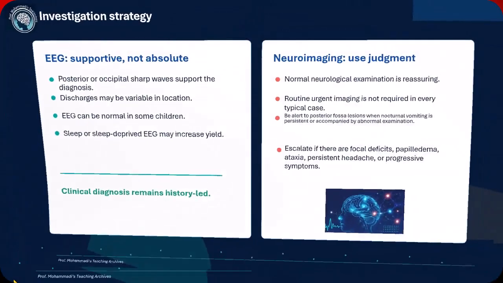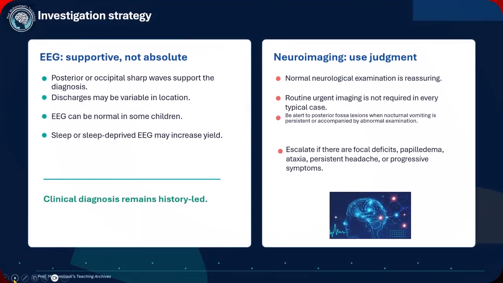The investigation strategy should be guided by clinical judgment. EEG can support the diagnosis, particularly when posterior or occipital sharp waves are seen. However, the EEG findings may be variable and some children may have a normal EEG. Recording sleep or obtaining a sleep-deprived EEG may improve the yield. Neuroimaging should not be reflexive in every typical case with a normal examination.